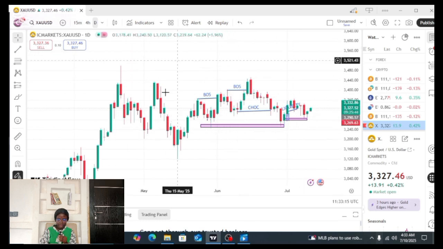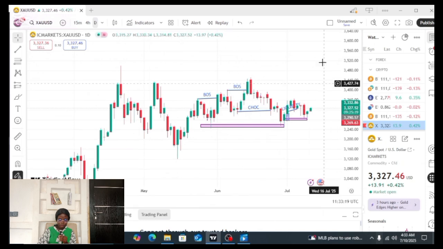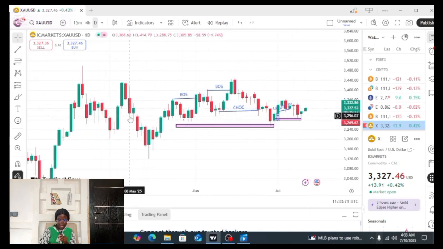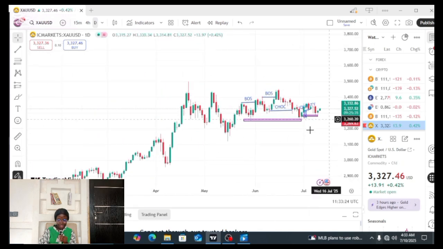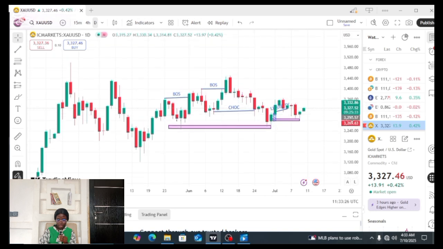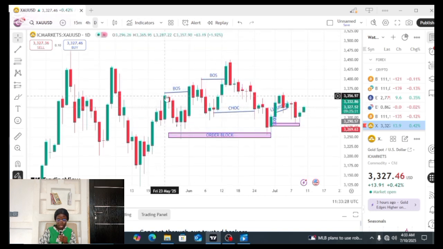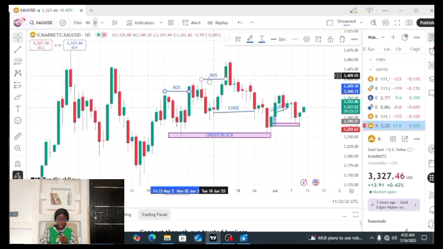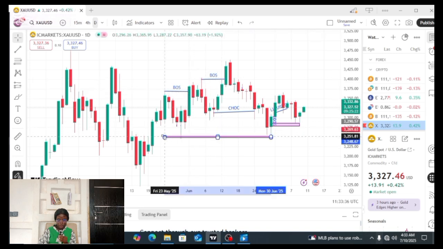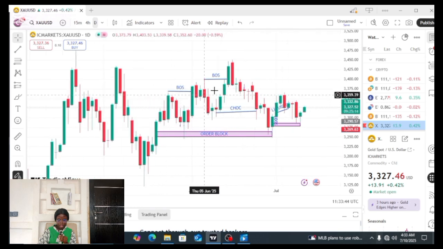Okay, so this is the daily time frame. In this area, the market has been consolidating. So I already know that the market is consolidating there, and I just want to mark out my break of structure, BOS, to the upside, and another break of structure. This is the order block causing the break of structure here, and I already picked it.